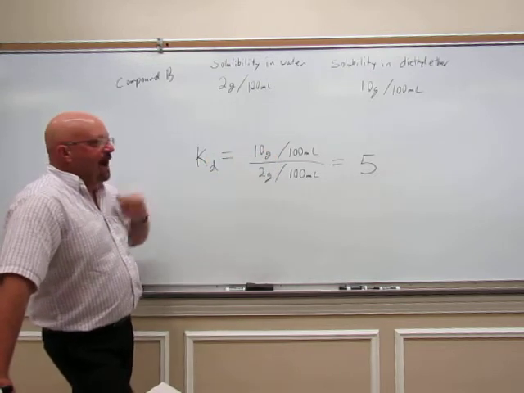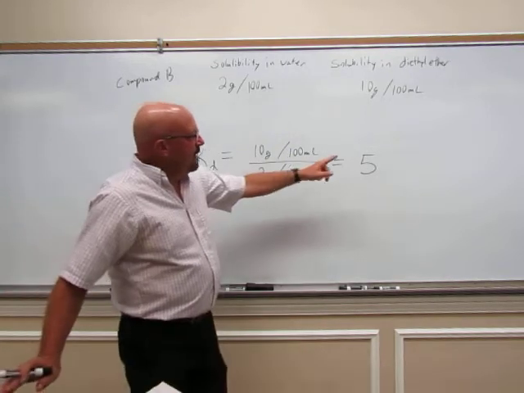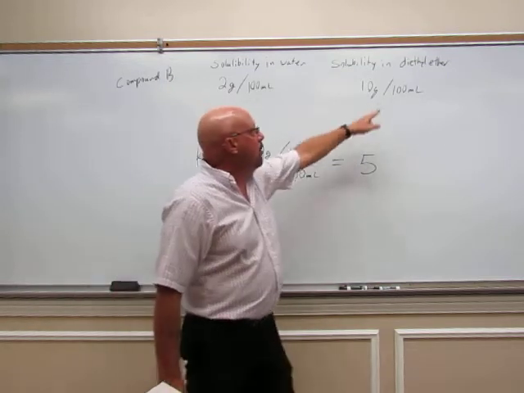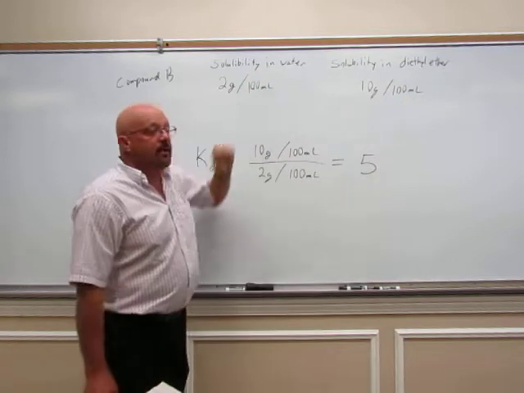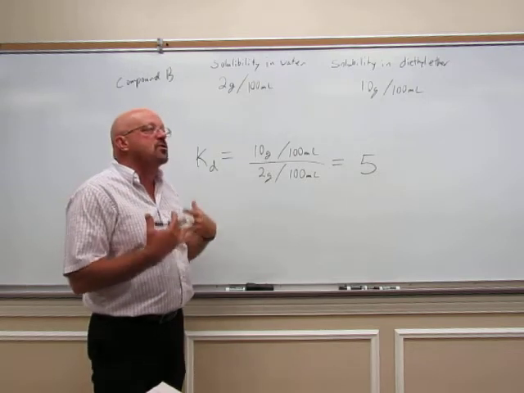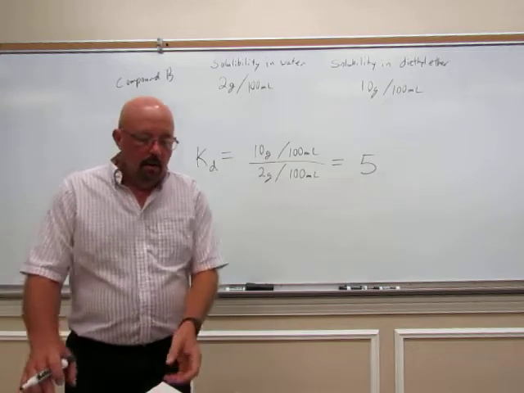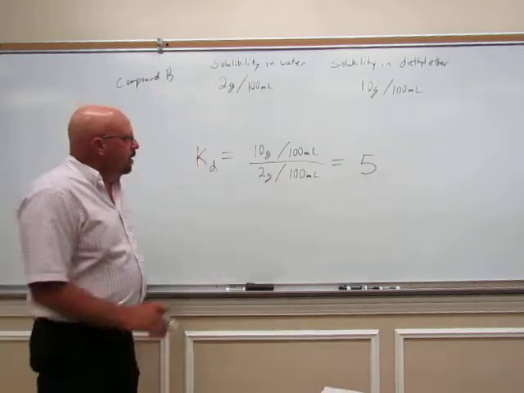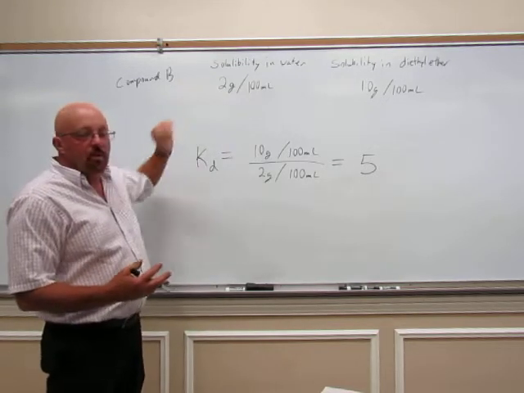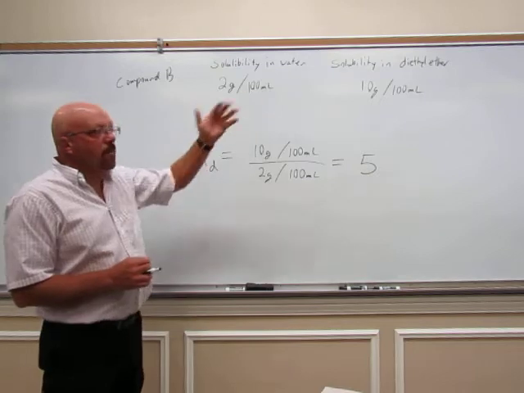Now, what does that 5 mean? A distribution coefficient of 5. That means that our compound, whatever it was, compound B, is 5 times more soluble in the diethyl ether than it is in water. That's what our distribution coefficient is representing. How much more soluble is it in one solvent than it is in the other? If we get a value of less than 1, then that would mean it would be more soluble in the water. But anything greater than 1, our compound is more soluble in the organic solvent.